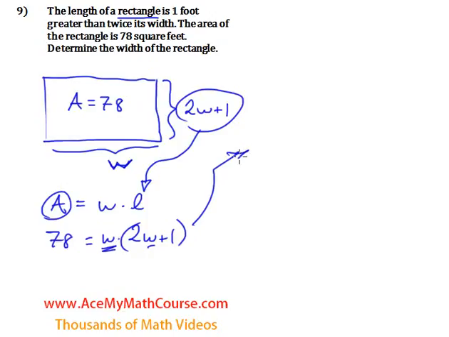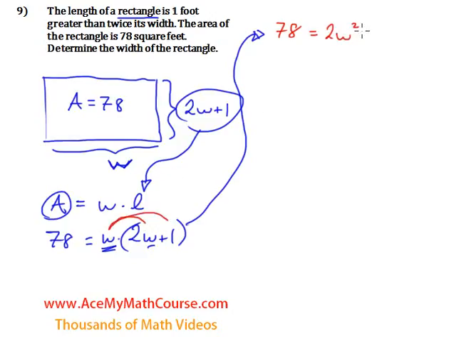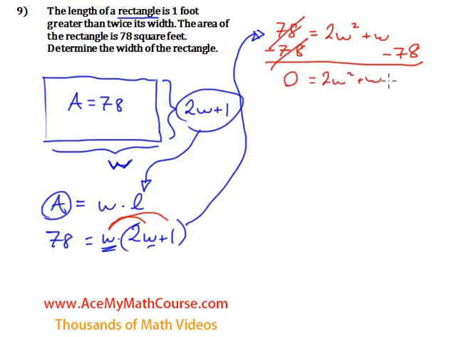Fantastic. Actually, let me start all the way up top here so I have more room to write. So I have 78 equals W times 2W, which is 2W squared, and W times 1, which is just W. Now, I'm going to bring the 78 over to the right-hand side by subtracting 78 from both sides. So those go away. We get 0 equals 2W squared plus W minus 78.